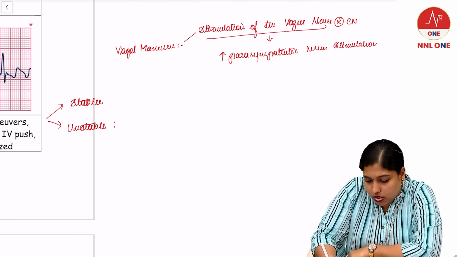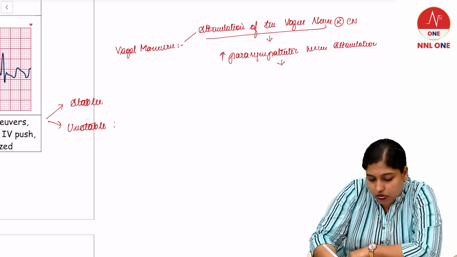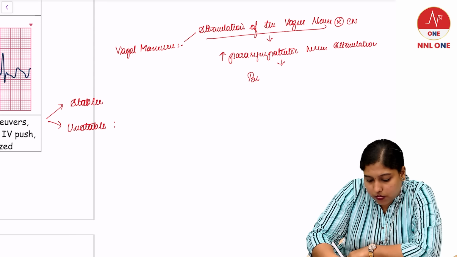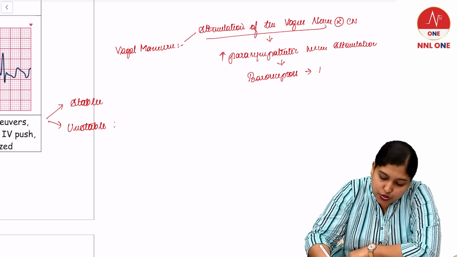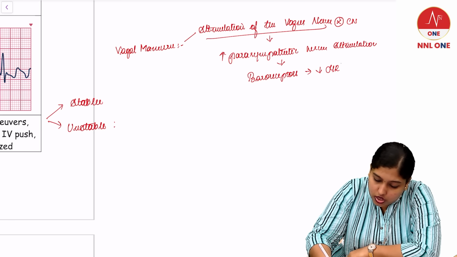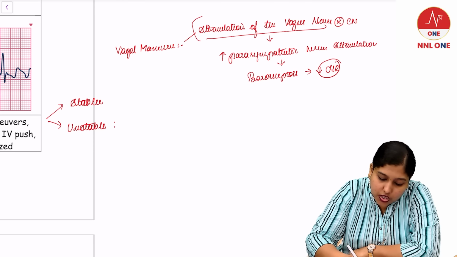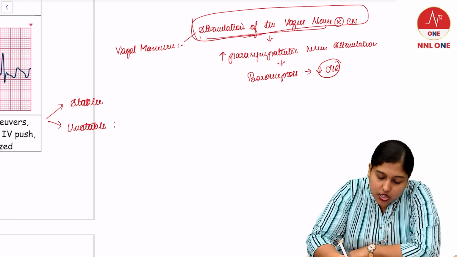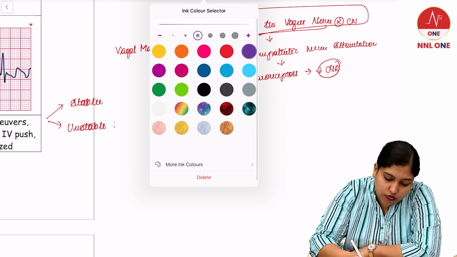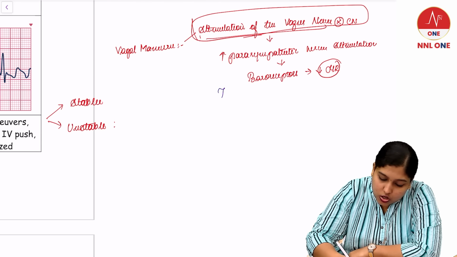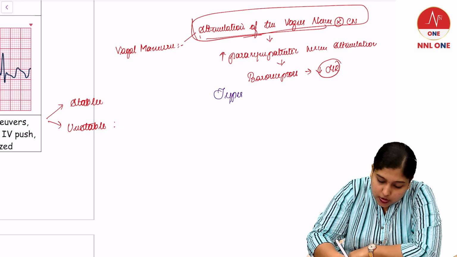So what is this going to affect? This is going to affect the baroreceptors and parasympathetic nervous system. What is it going to do? It is going to decrease the heart rate. So that is why we are going to give this vagal stimulation. So what are all the types of vagal stimulation?